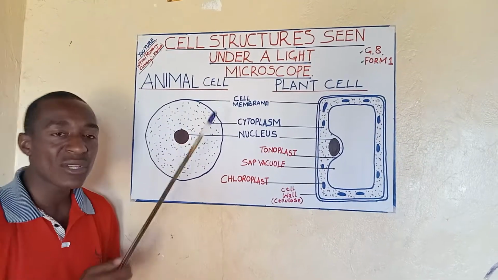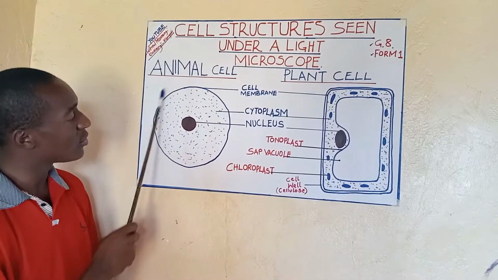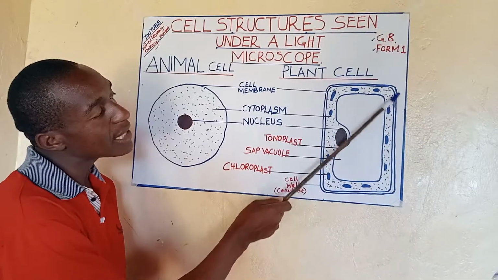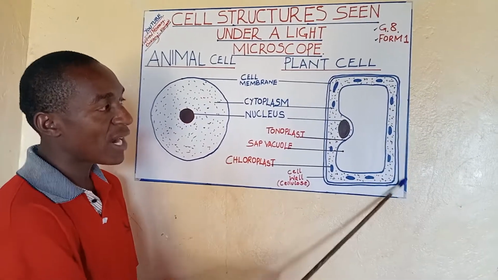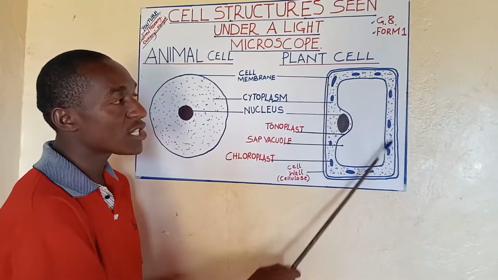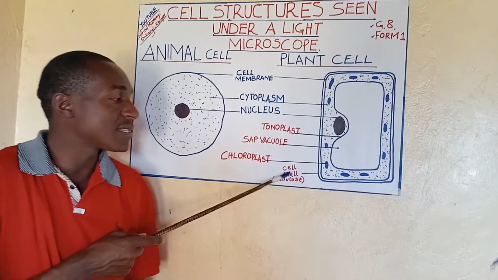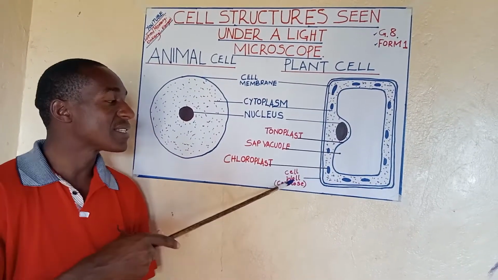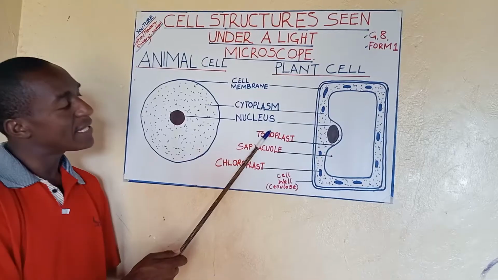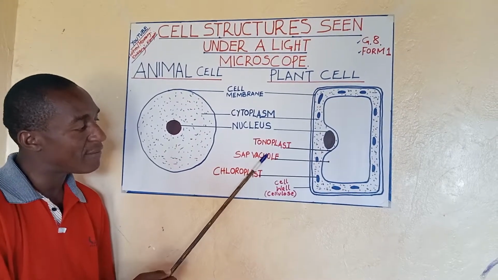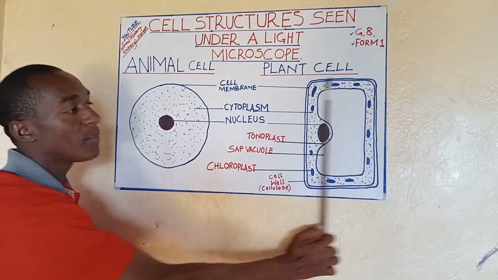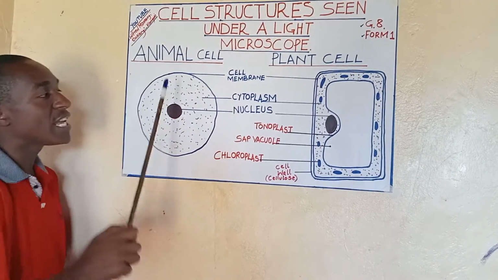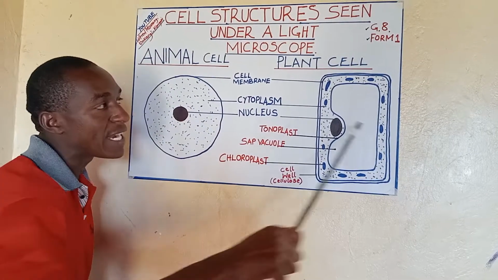So an animal cell is irregular in shape. That is why you see its shape look like this. But a plant cell on this end is regular in shape. The reason why the plant cell has a regular shape is because of the existence of the cell wall, which I have written in brackets, cellulose cell wall. The parts I have labeled in red are only found in plant cells, while the ones I have labeled in blue are found in both animal and plant cells.